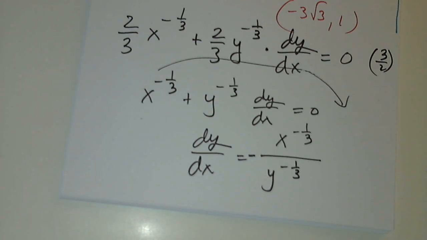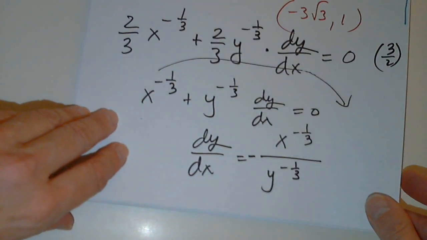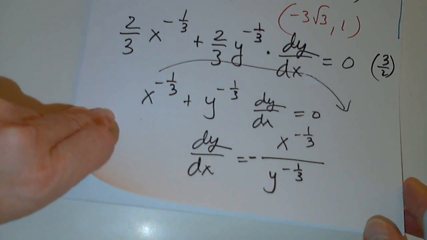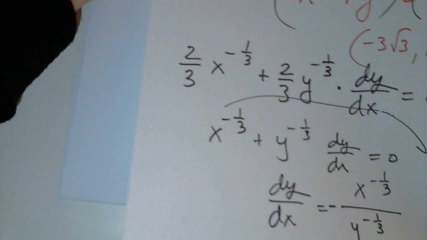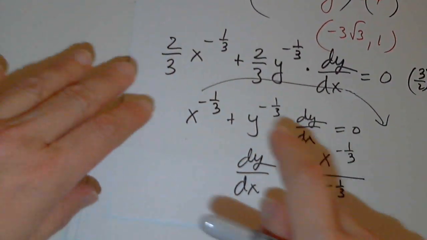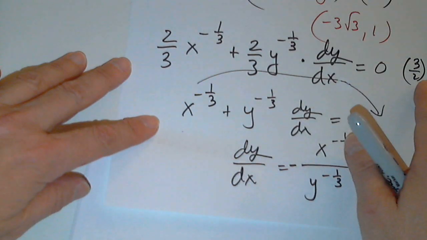But now here's what happens. Both exponents are negative, so I'm going to change them to positive exponents. Is this okay so far? Wait, so you got rid of the 2/3 by multiplying both sides by 3/2. 2/3 times 3/2 is 1. 2/3 times 3/2 is 1. 0 times 3/2 is 0.